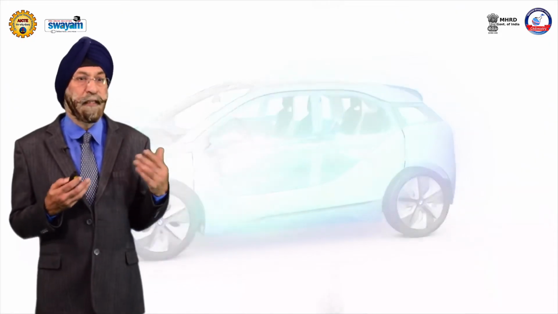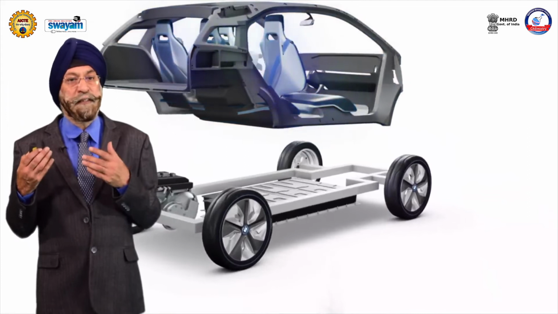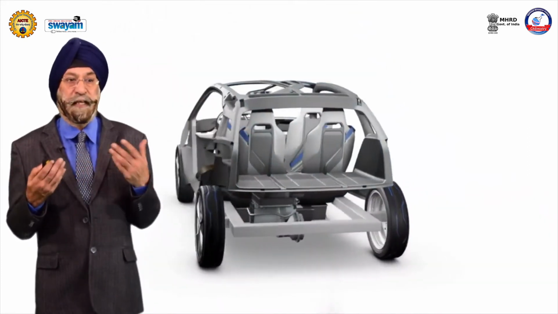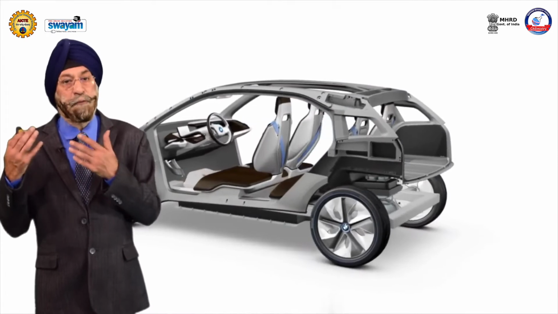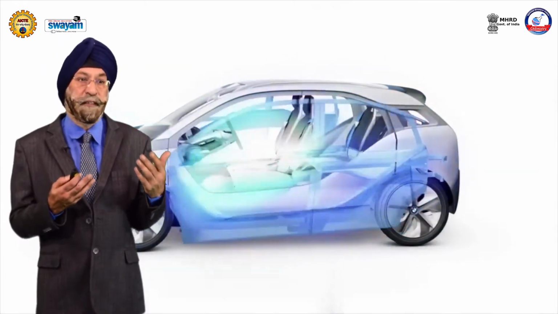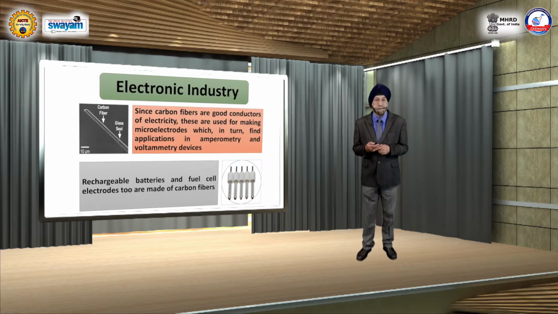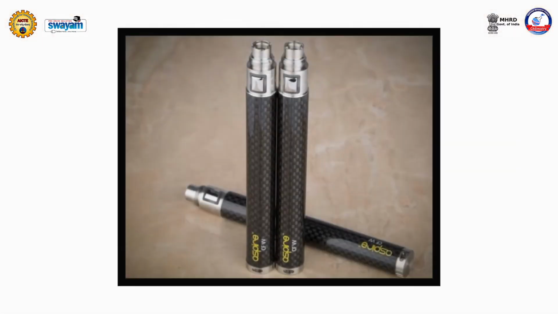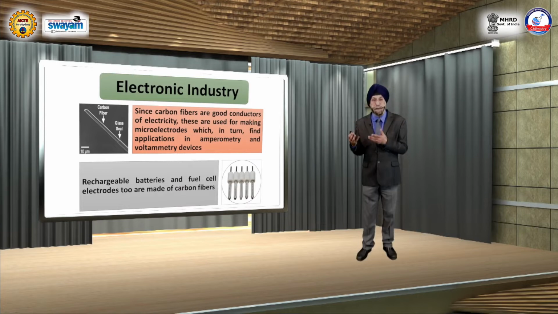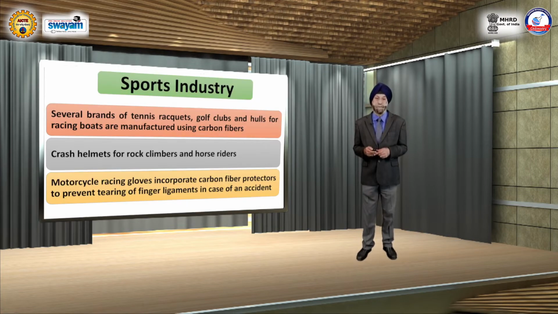Third, automobile industry. Several internal components of cars like engine covers, seat frames and musical instrument casings are fabricated from carbon fibers. Next, electronic industry. Since carbon fibers are good conductors of electricity, these are used for making microelectrodes which in turn find applications in amperometry and voltammetry devices. Rechargeable batteries and fuel cell electrodes too are made up of carbon fibers.